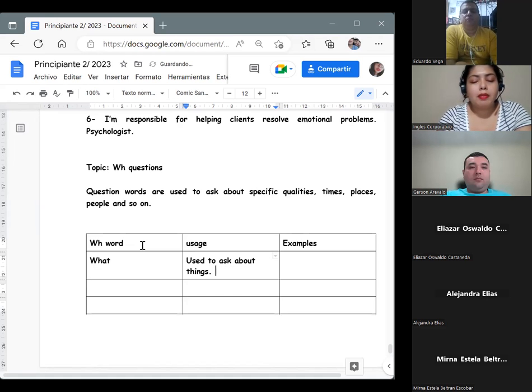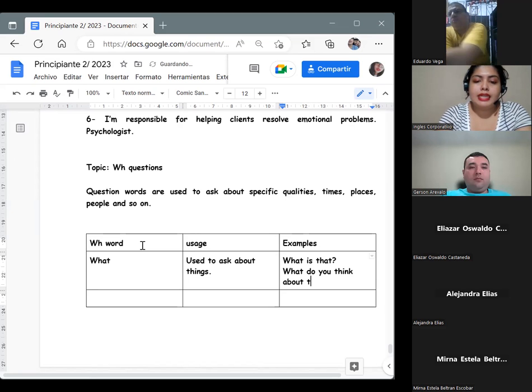Esta se usa más que todo para preguntar sobre cosas. And we can say, what is that? ¿Qué es eso? O cuando estamos hablando de cosas como en general que no tienen una categoría en específico. What do you think about this book? ¿Y qué opinas sobre ese libro?